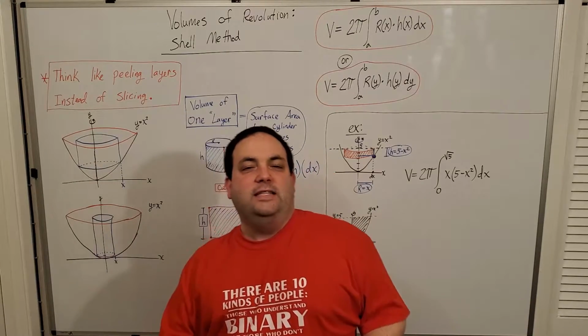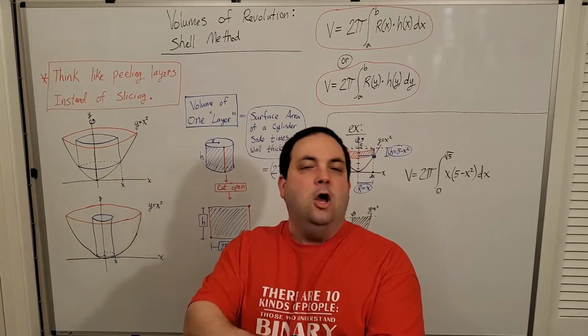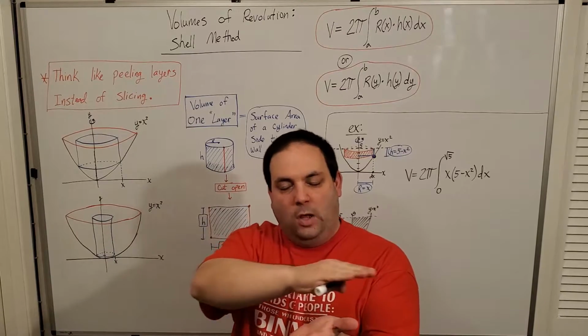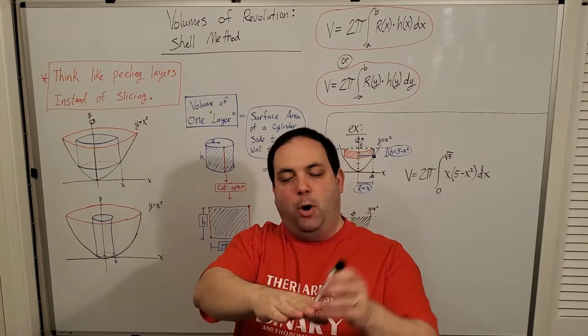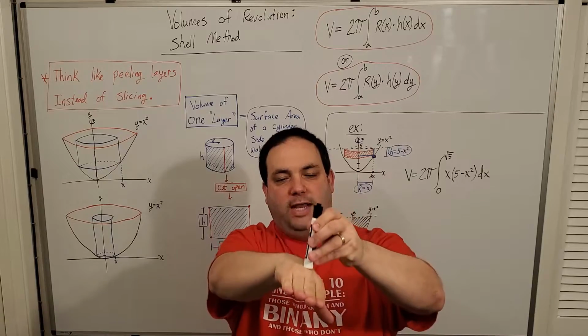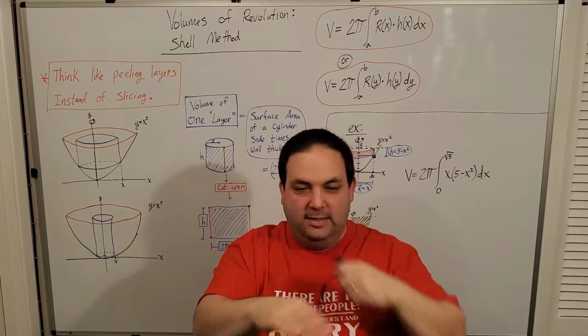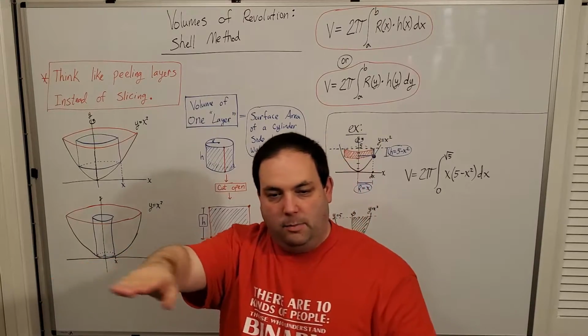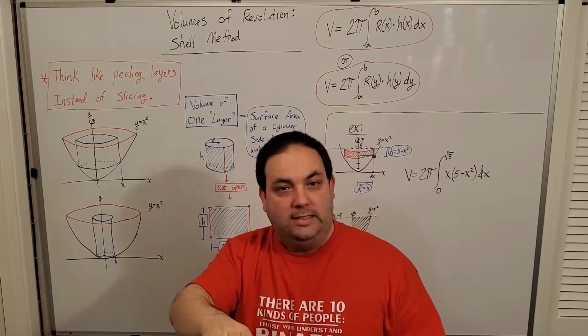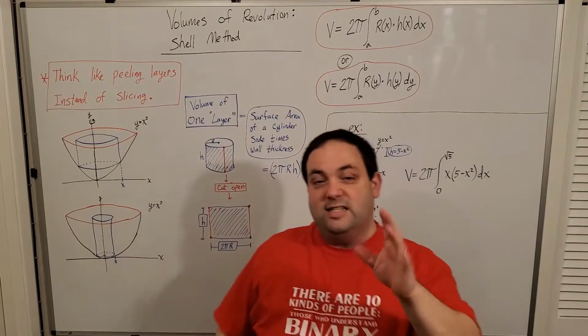It's different than doing disks because disks are like slices. Okay? Slices have to be perpendicular to the axis of rotation. Whichever way your solid is rotating is also the plane in which you want to slice. Okay, so shells is different.